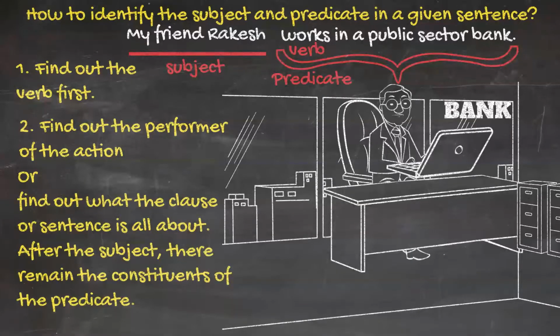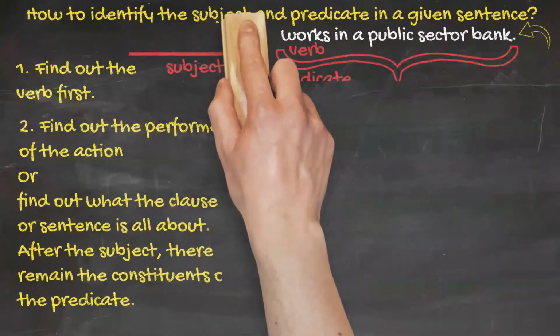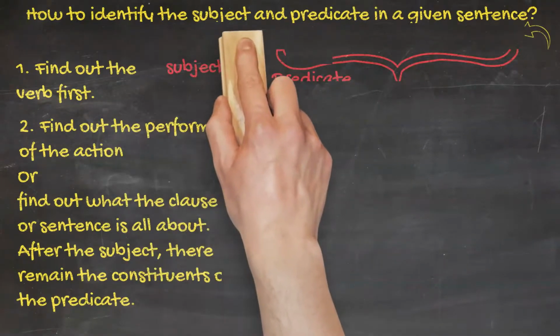A predicate may contain any number of words, but it must include a verb. Here, in the fourth sentence, the predicate contains many words that describe the verb. The predicate of the fourth sentence has a verb and some other parts of speech.